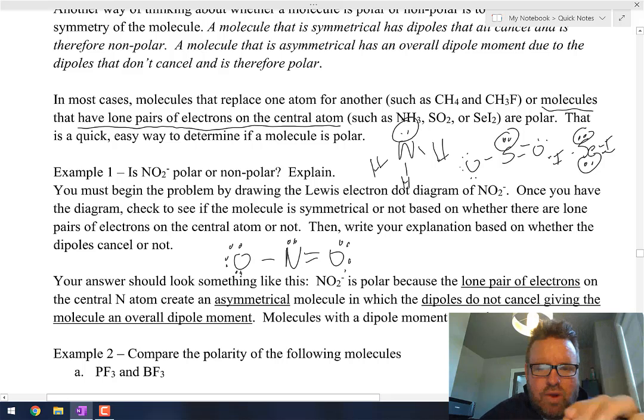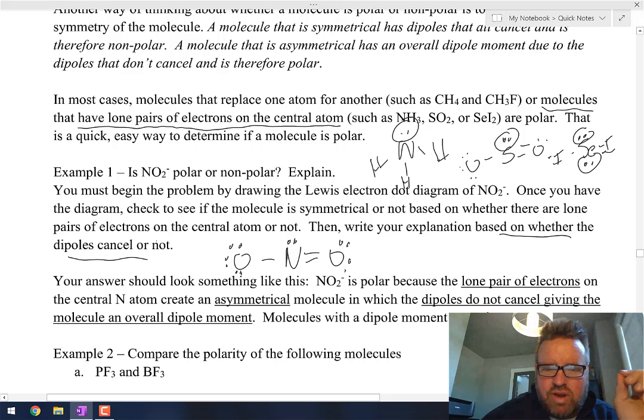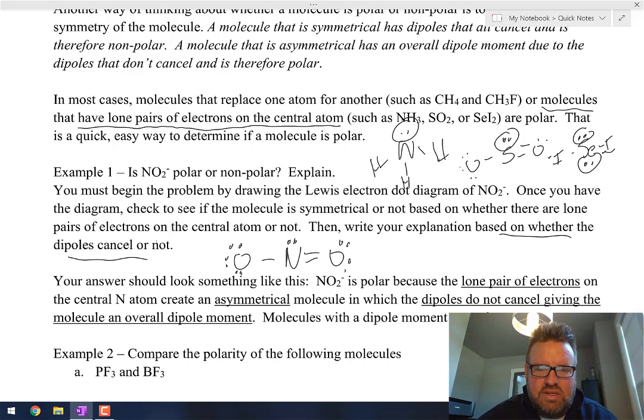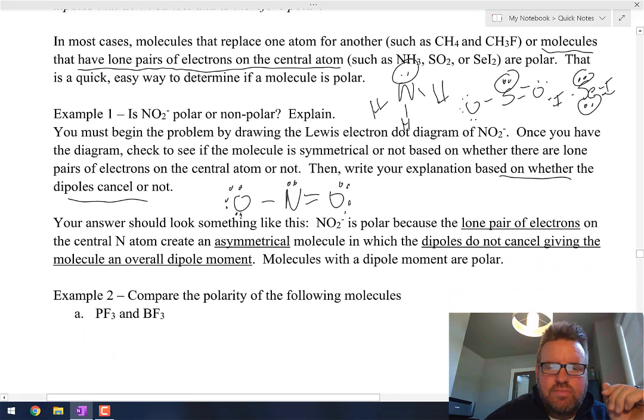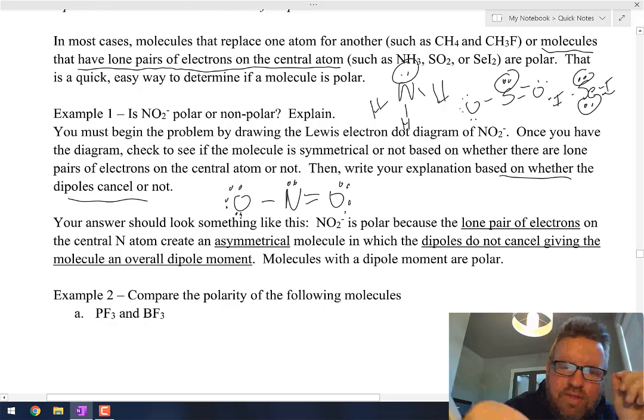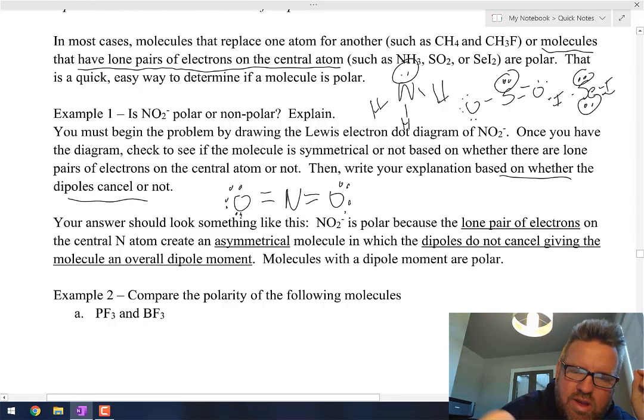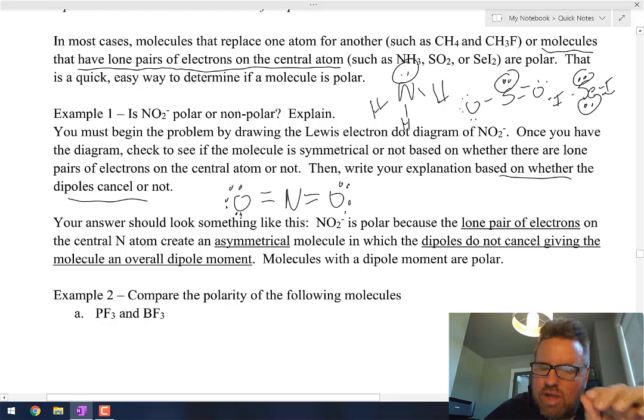Okay, and then once you've drawn it, again, your explanation has to be based on whether the dipoles cancel or not. So notice I underline the important parts here. Your answer should look something like this. NO2 minus is polar because the lone pairs of electrons on the central nitrogen atom create an asymmetrical molecule in which the dipoles do not cancel, giving the molecule an overall dipole moment. And molecules with a dipole moment are polar. Okay? If those two electrons weren't there and there was a double bond there, then absolutely now it's nonpolar.